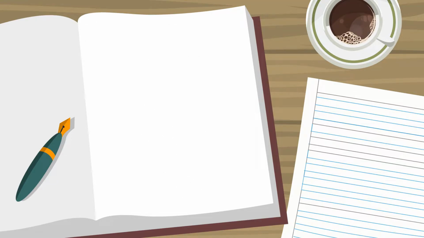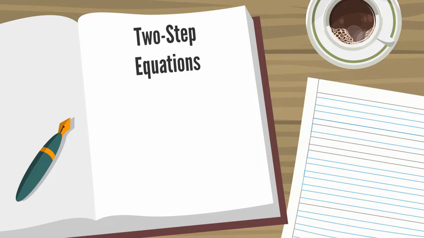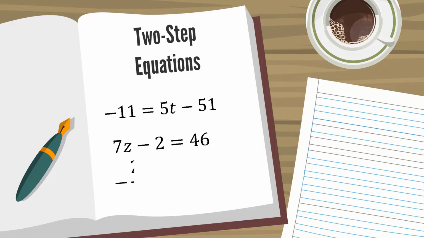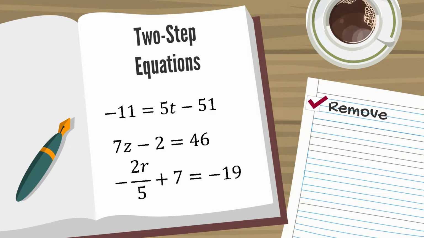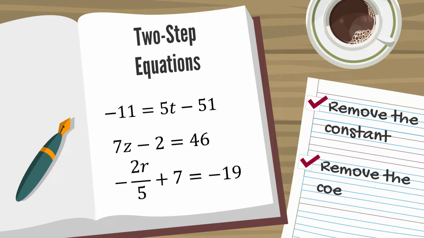Next, we move to two-step equations. These usually involve a variable being multiplied or divided by a value and a constant added or subtracted. Because two values are attached to the variable, two steps are required to isolate the variable. First, remove the attached constant by either adding or subtracting. Next, use multiplication or division to remove the coefficient with the variable.